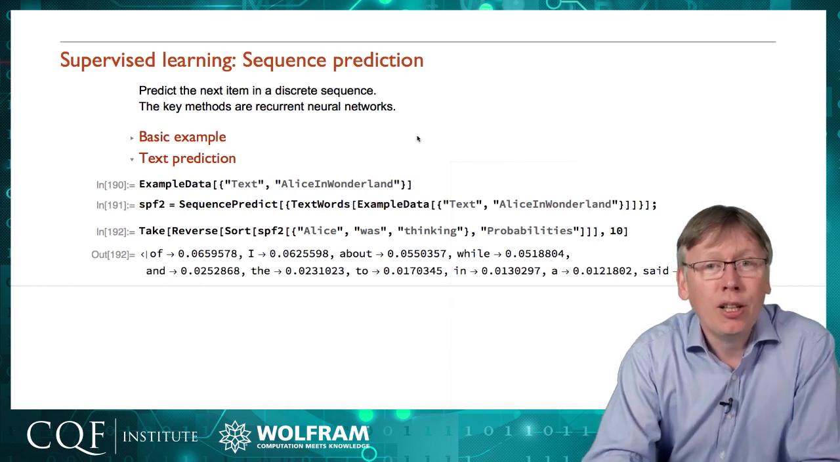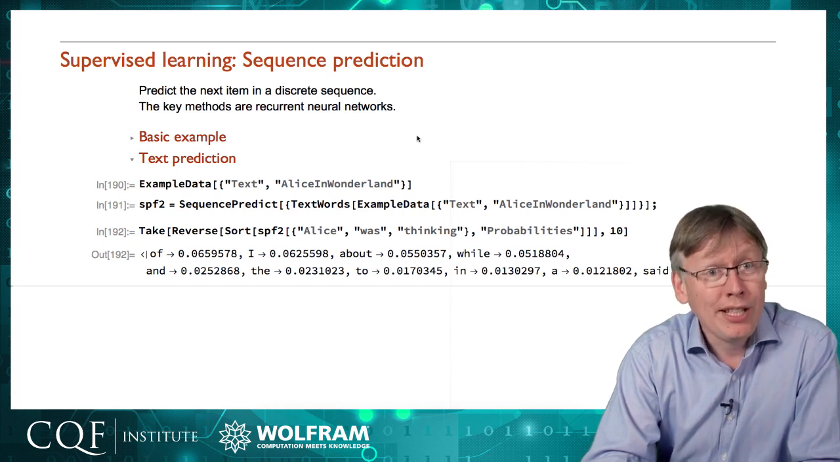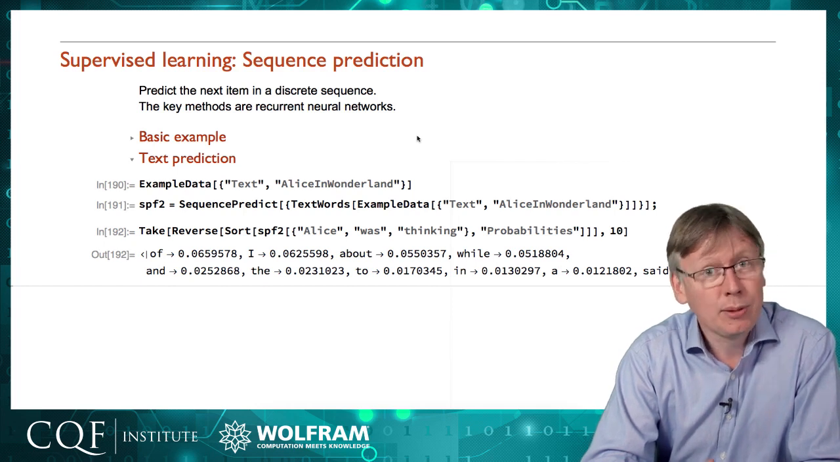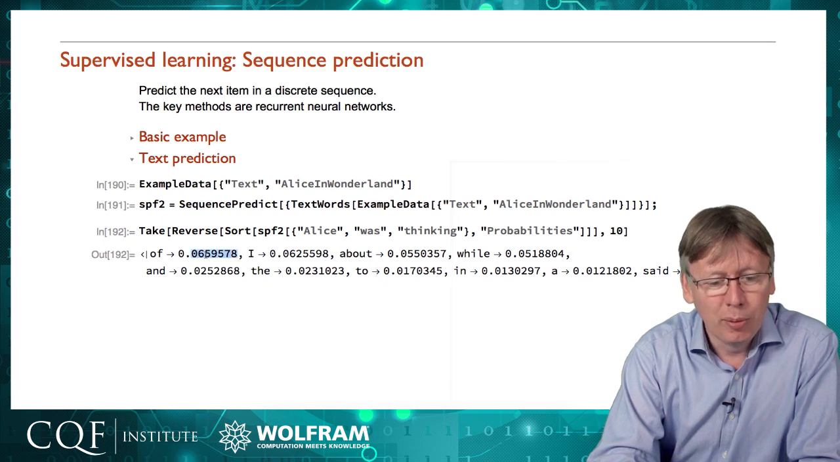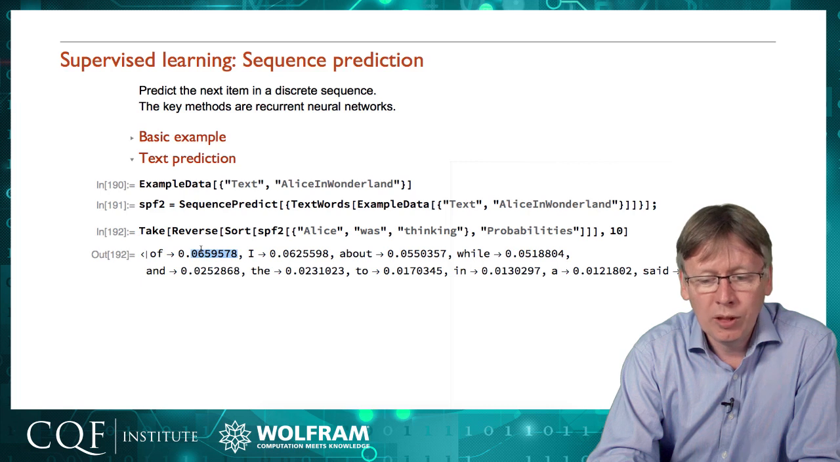So here are the predictions of what word comes next, and hopefully those make sense. We've got Alice was thinking of. That seems like a perfectly reasonable prediction. Alice was thinking I. Yeah, maybe. Alice was thinking about. Definitely seems like a good one. And the numbers on the right-hand side here are the probabilities. So there's about a 6% chance that of was going to be the next word, from the previous experience.